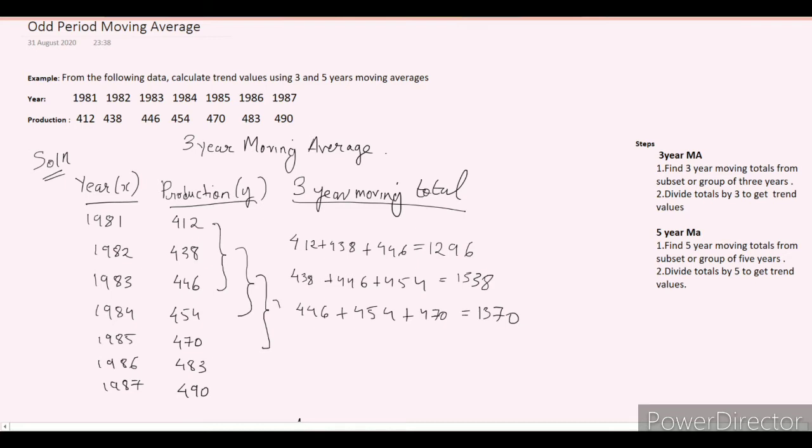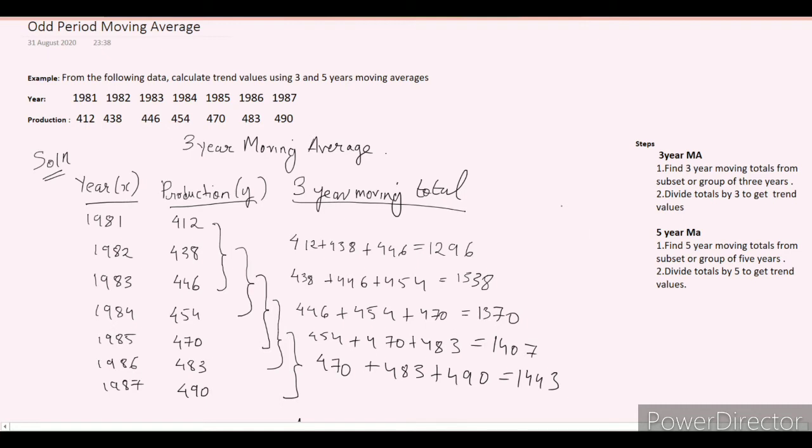So you continue until you are left with the last value. The next is 454 plus 470 plus 483. What you get is 1407. And the next group of 3 years, 470, 483, 490, with 483 being the middle year, so the total will be placed against that year. 470 plus 483 plus 490, and what you get is 1443.